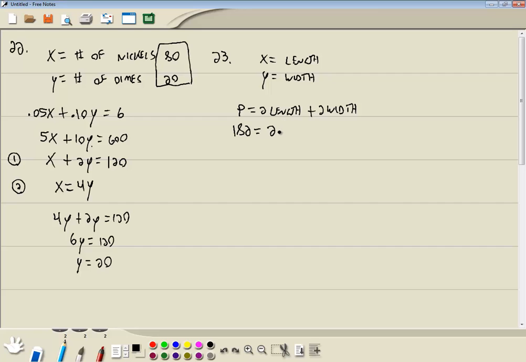2 times the length, and length was x, plus 2 times the width, and width is y. Now I notice that I can divide all these by 2 to make them numbers a little smaller. So 182 divided by 2 gives me 91. 2 divided by 2 is 1, so that gives me x, plus 2 divided by 2 is 1, so that gives me y. So this is going to be our first equation we'll work with.